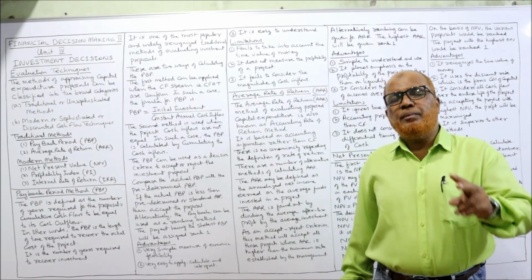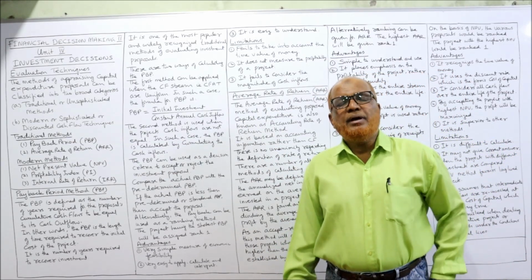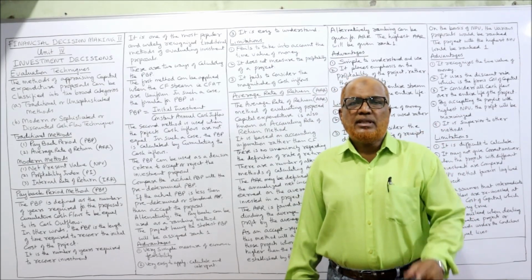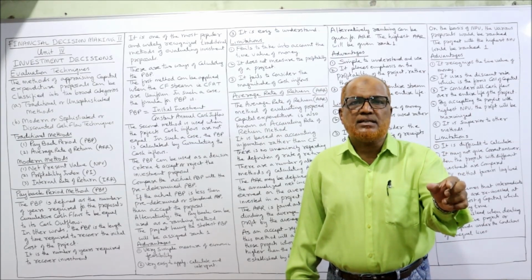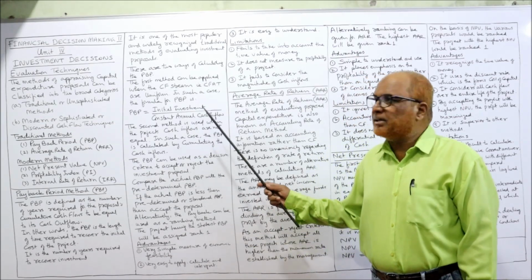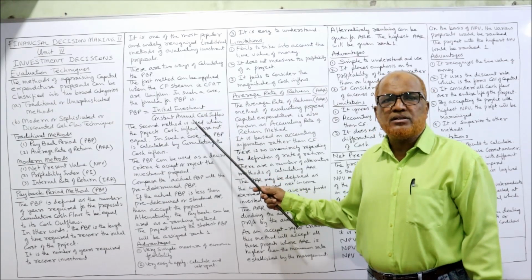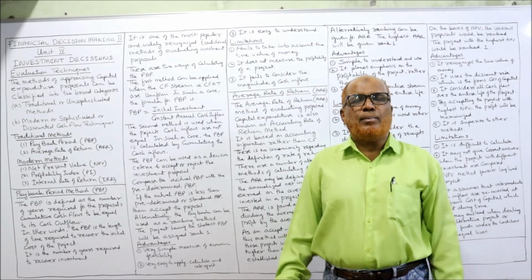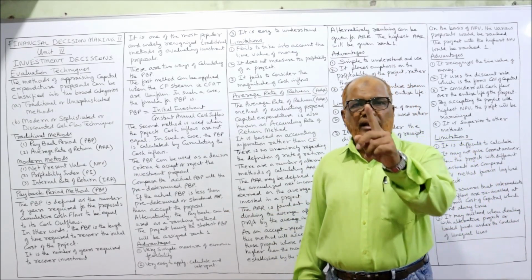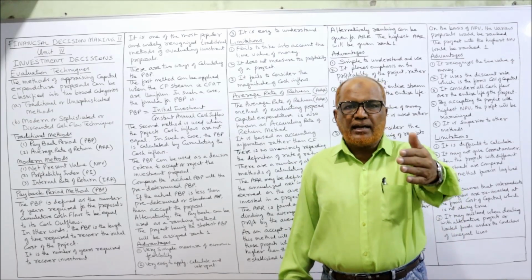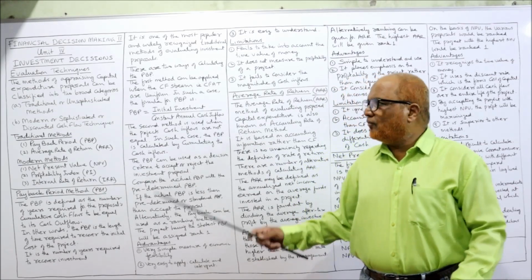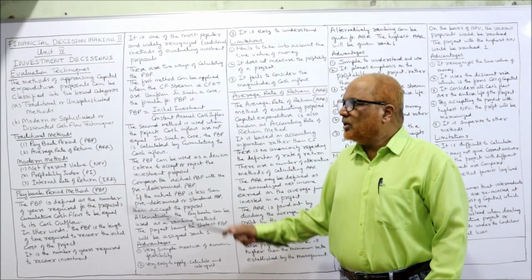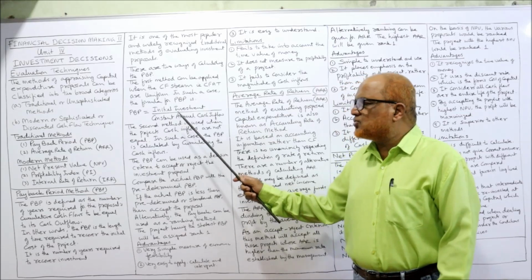Then there are two ways of calculating the PBP. How to calculate the PBP? Two methods. The first method will be applied when the annual cash inflows are constant. When the annual cash inflows are constant, then PBP will be calculated by this formula: initial investment divided by constant annual cash inflow. Just now I gave one example. The cash outflow is 1 lakh and every year we are getting cash inflow of 25,000. So 1 lakh divided by 25,000, you will get 4. So easily we have calculated the PBP by applying this formula.